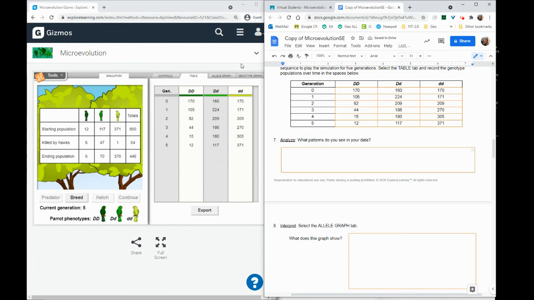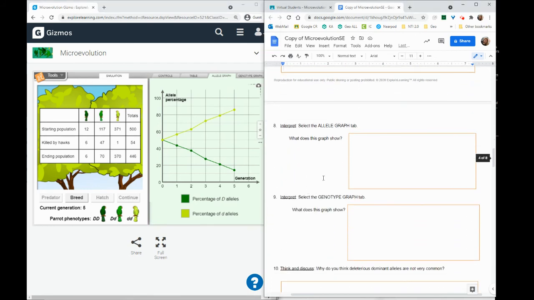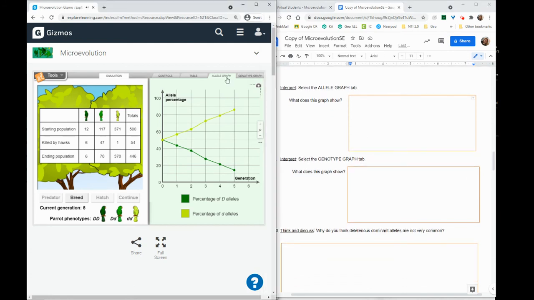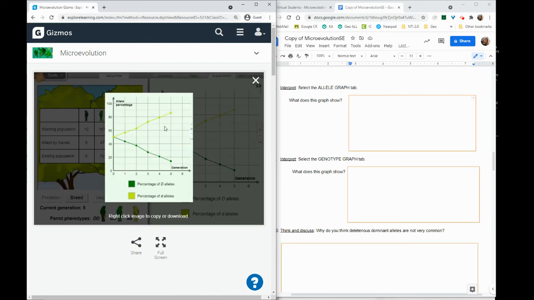Okay, so before we can leave, we need to obtain our graphs. At the very least, we need to obtain our graphs. For 8 and 9, you will need to include a written explanation about what the graph shows. You'll need to put that in your own words. But you should also include a picture of the graph itself. So if you click on the allele graph, and you want to make sure that you have your 5 generations completed, then you'll see a little camera here, and you'll click on the camera, then your graph will show up.